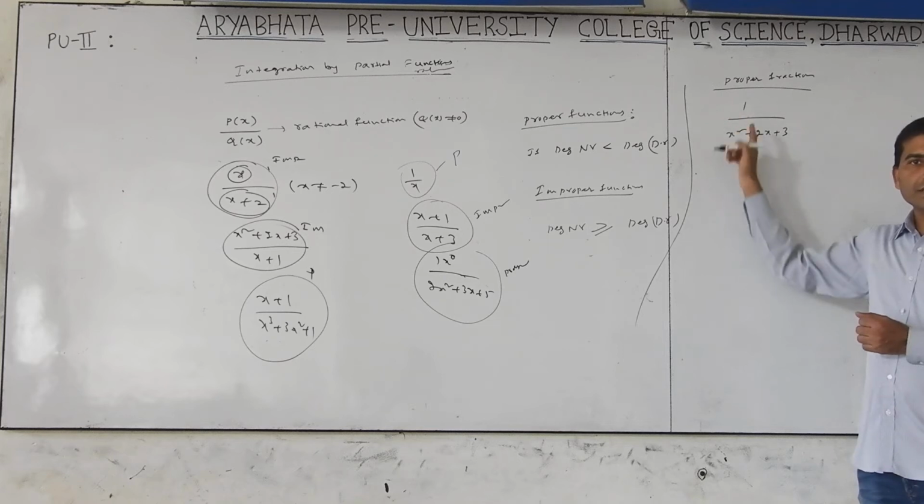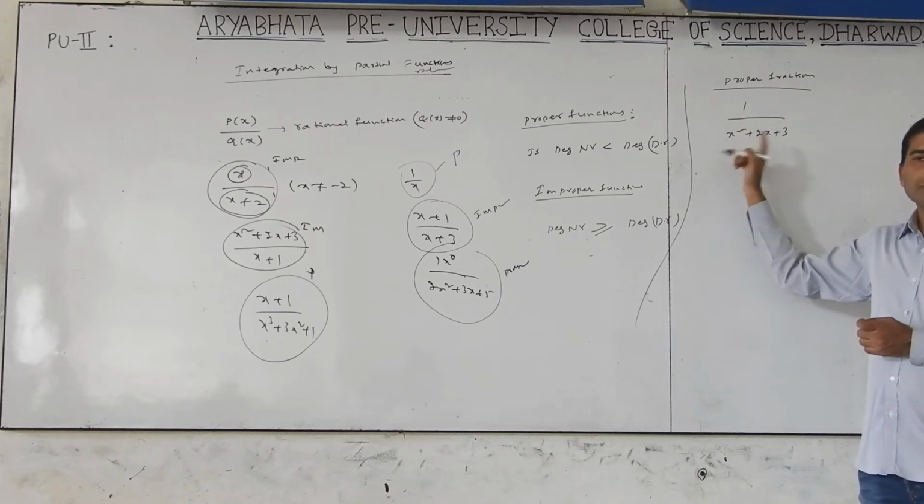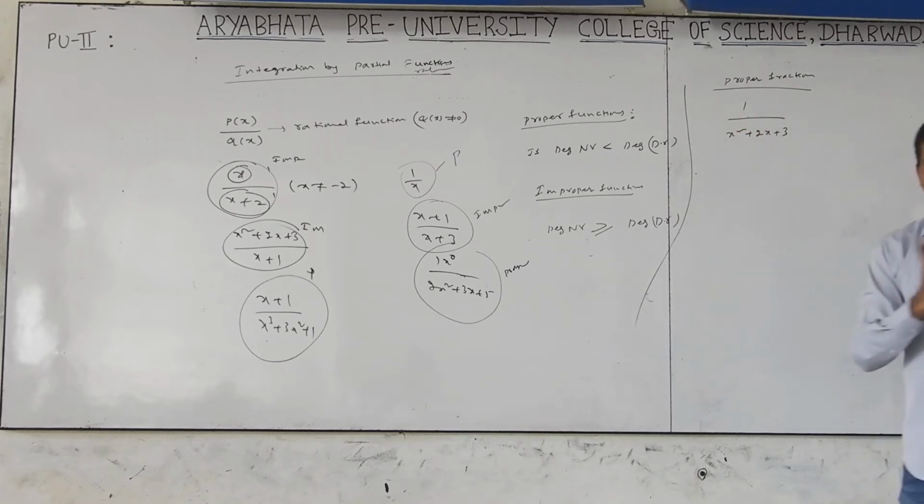Degree of numerator less than degree of denominator, so it is proper. If it is proper, we can split it into a sum of partial fractions, the way that we are discussing now. Those are called partial fractions.